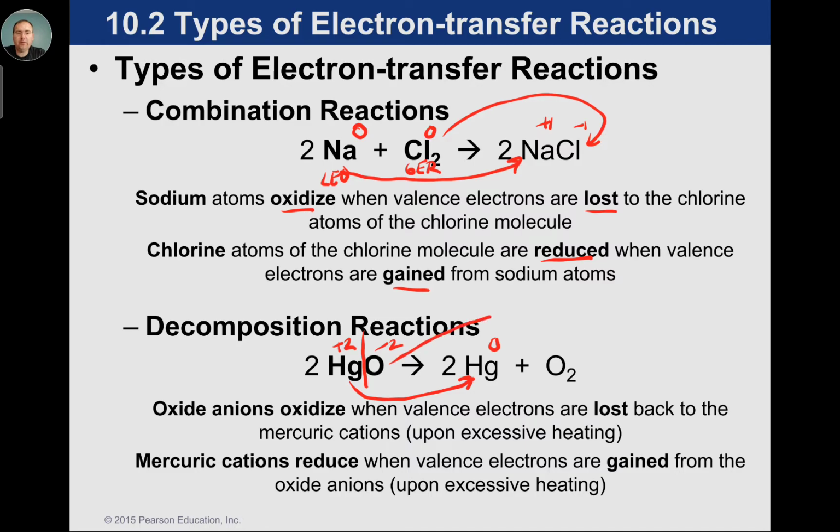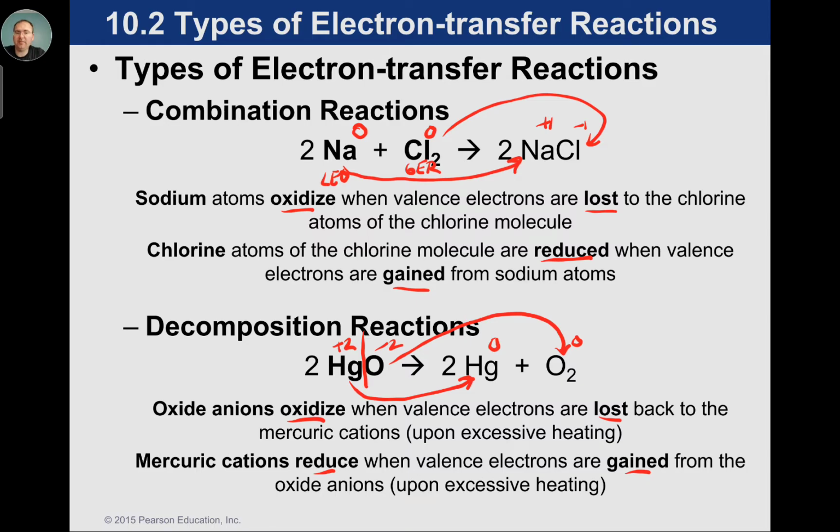Oxygen's a -2, it goes back to 0. It had to get rid of those -2 electrons, -1 each, but -2 total electrons. And in order for that to happen, those oxygen ions were oxidized because they were losing those negative charges back to mercury, those electrons back to mercury. Mercury was reduced because it gained the electrons that oxygen had once given it.